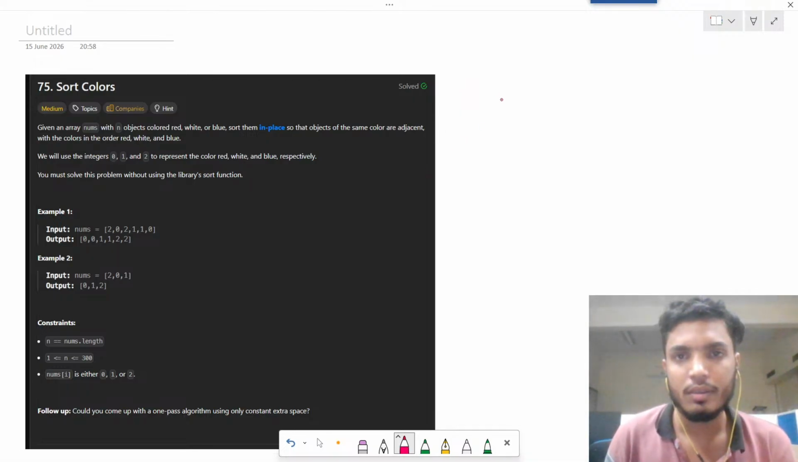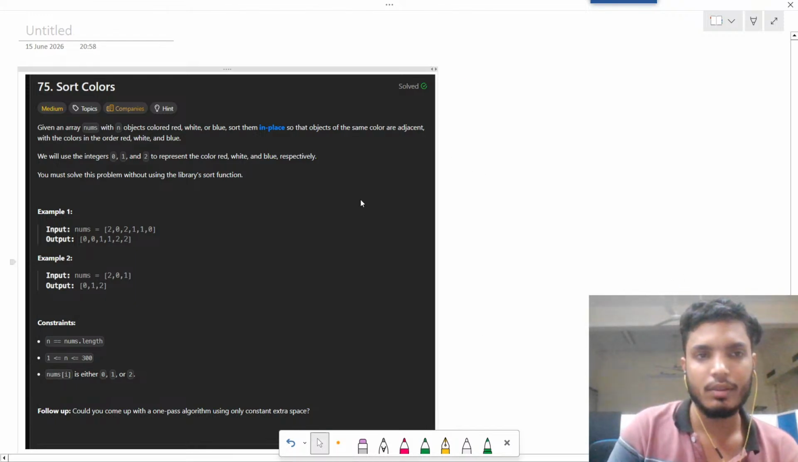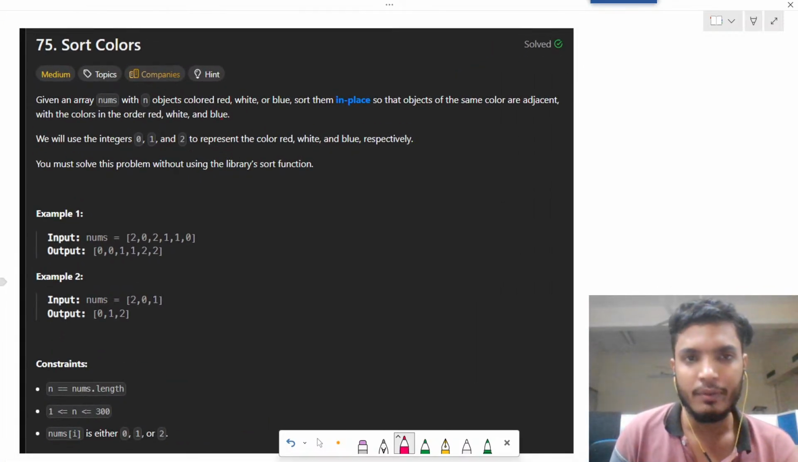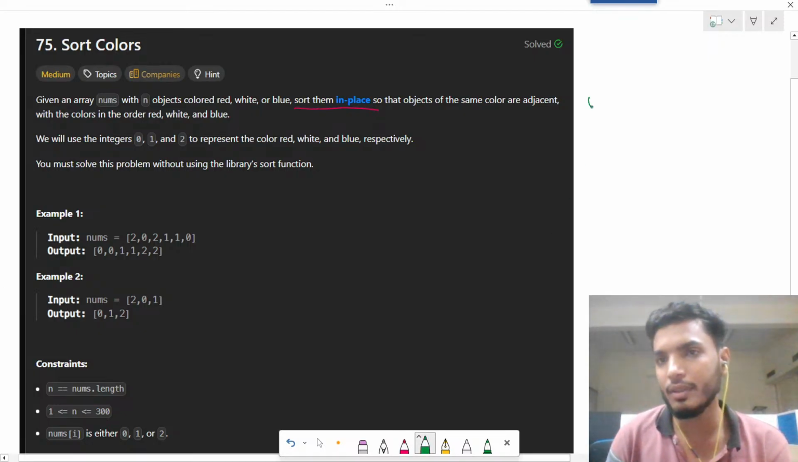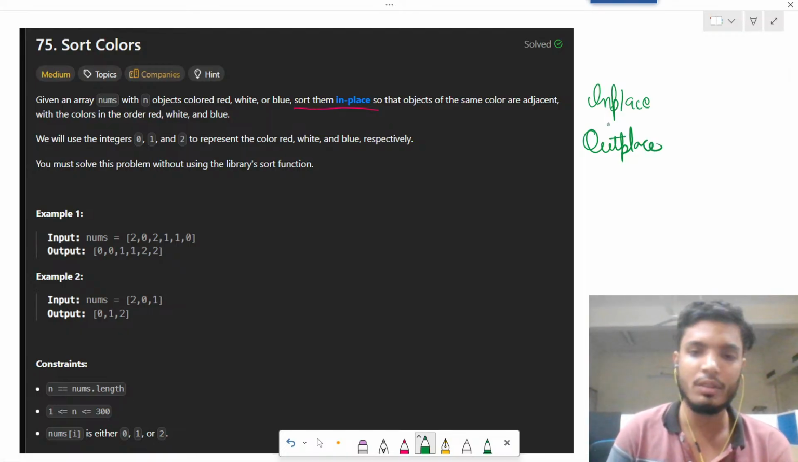So let's start with the sort colors problem. You are given an array nums with n objects colored red, white or blue, and we have to sort them in place. You may have heard the terms in place and out of place, but many of you do not know what they mean.